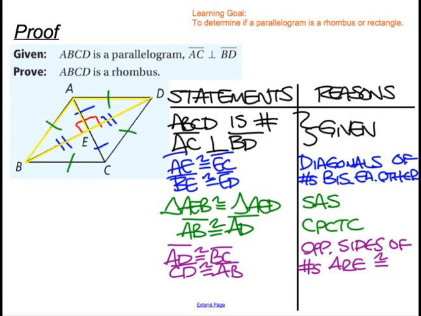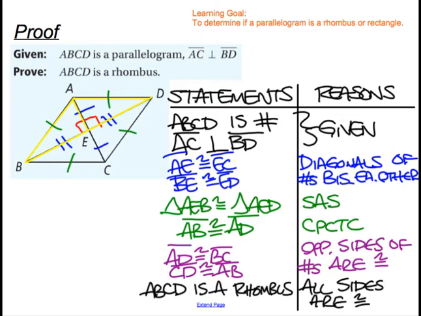Since opposite sides of a parallelogram are congruent, we can now say that segment AD is congruent to segment BC, and segment CD is congruent to segment AB. Now, by transitivity, all the sides are congruent, and therefore ABCD must be a rhombus.